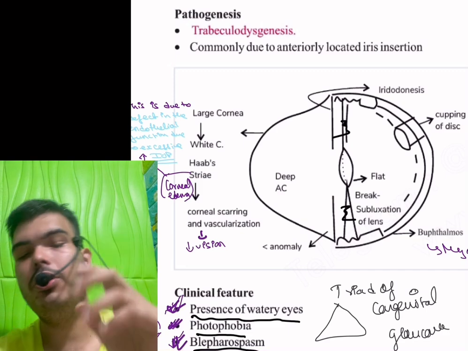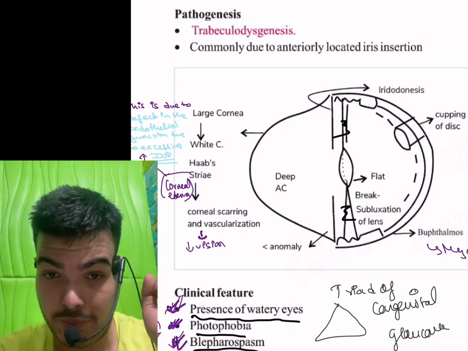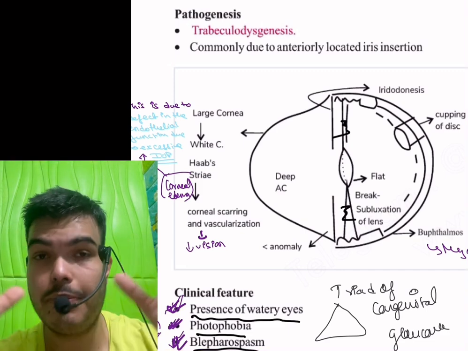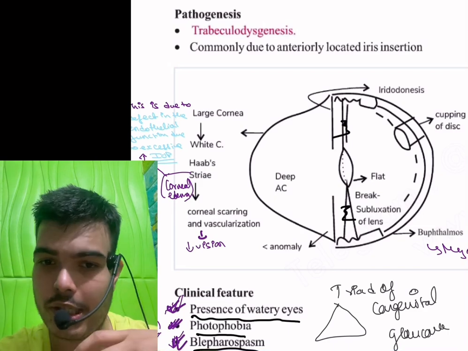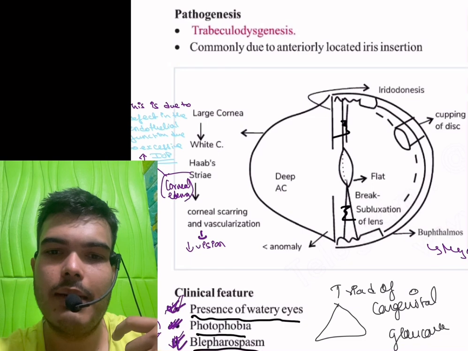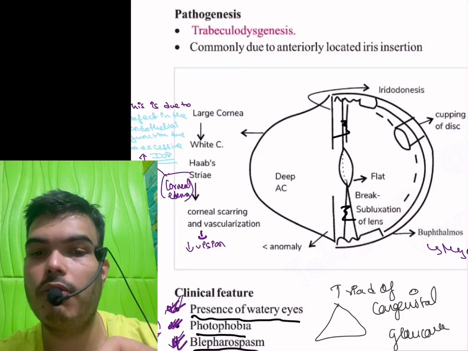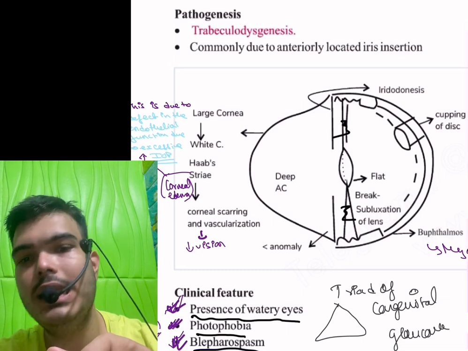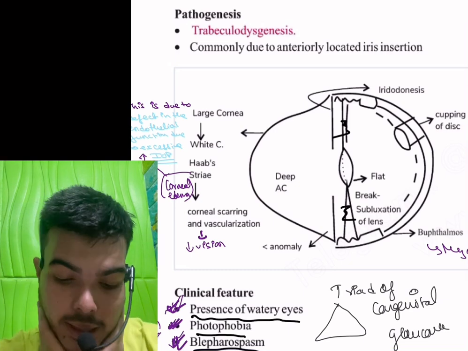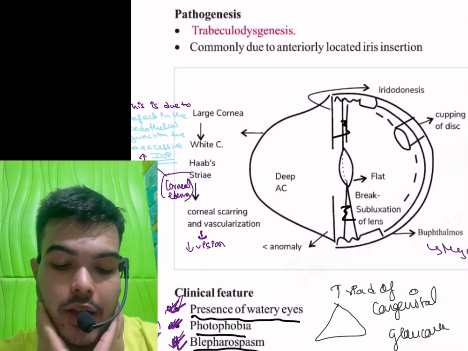Now what you need to remember here in case of glaucoma is the eye is exceptionally large, because of which there will be subluxation of lens. The most common cause of subluxation of lens is actually trauma, but it can also be secondary to buphthalmos. And there will be a deep anterior chamber.